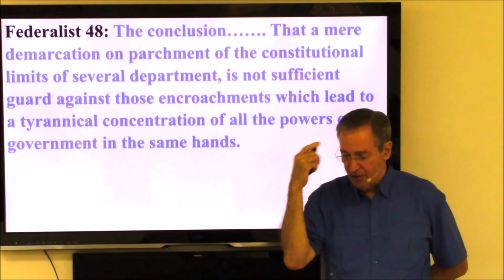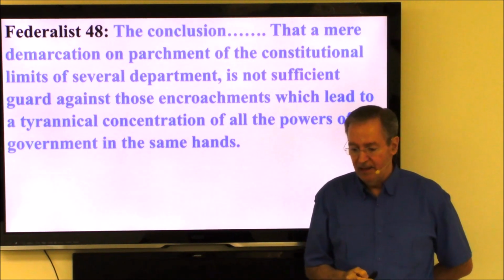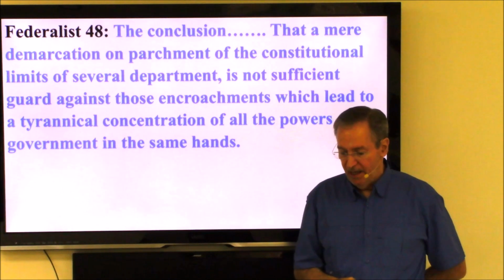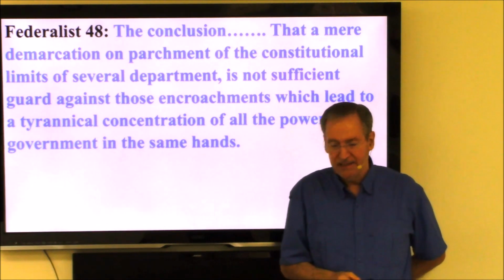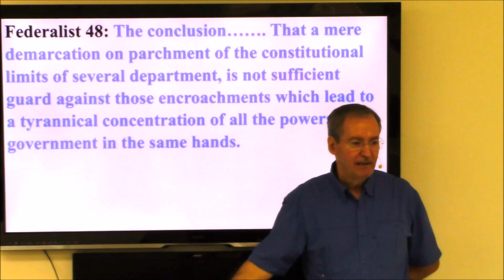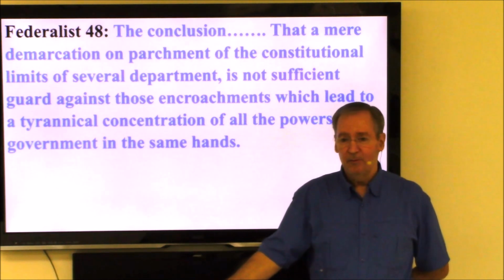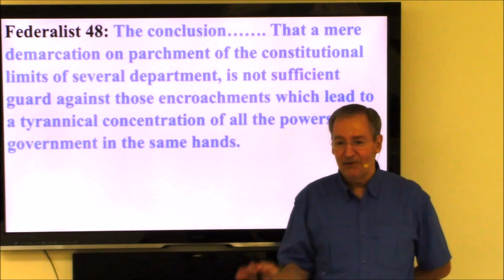In 48, the conclusion is that a mere demarcation on parchment of the constitutional limits of the several departments is not a sufficient guard against those encroachments. What's he saying? You can put it on paper all you want to. You can write it in stone if you want to.